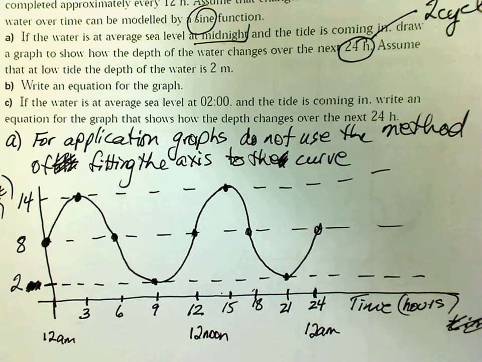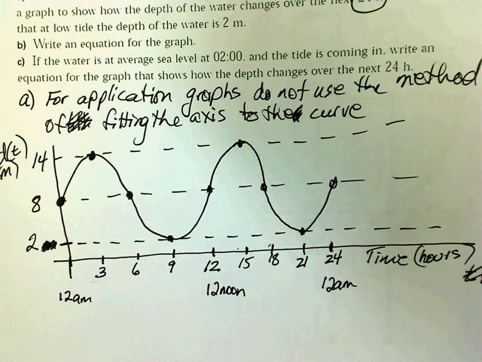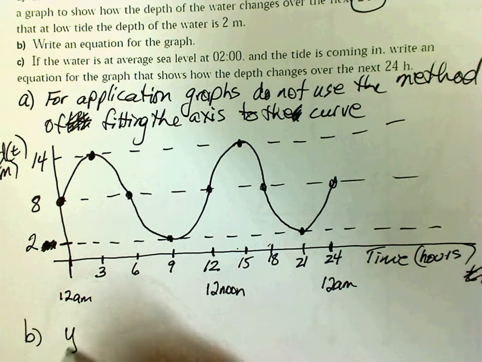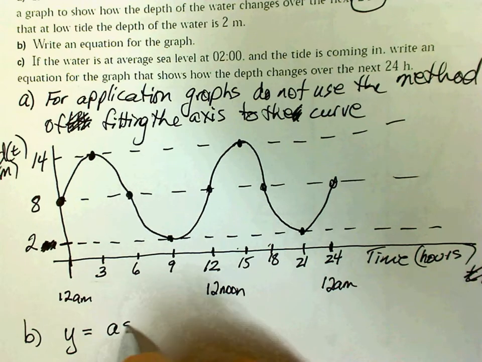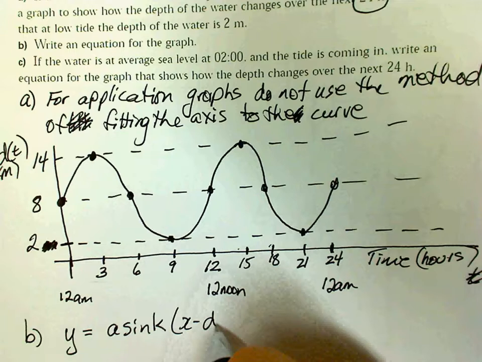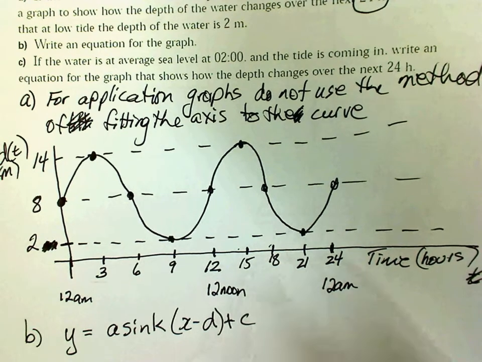Let's write an equation for the graph. They want us to write the sine graph. All right. So the pattern for the sine graph is y equals a sine k x minus d, plus c. Agree? It looks like that.